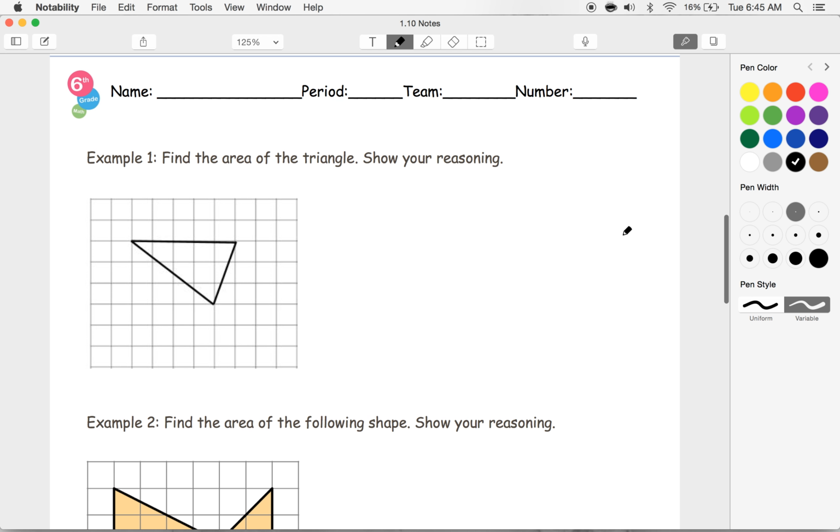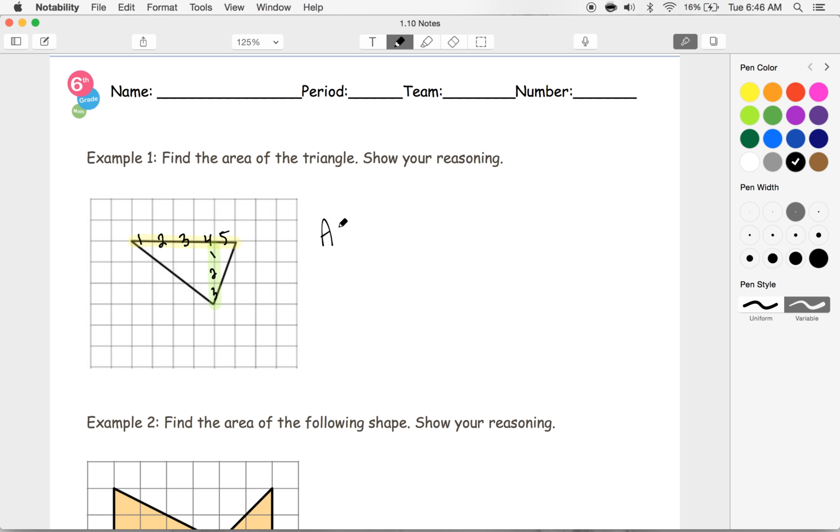Find the area of the triangle, show your reasoning. All right, so first I need a base, and I always like to pick something that's straight, flat on those grid lines, not going diagonal, and in this case, I think this guy's going to be my winner, right there. So that's going to be 1, 2, 3, 4, 5, my base of 5. If I go straight here, I'm going to have 1, 2, 3 as my height.